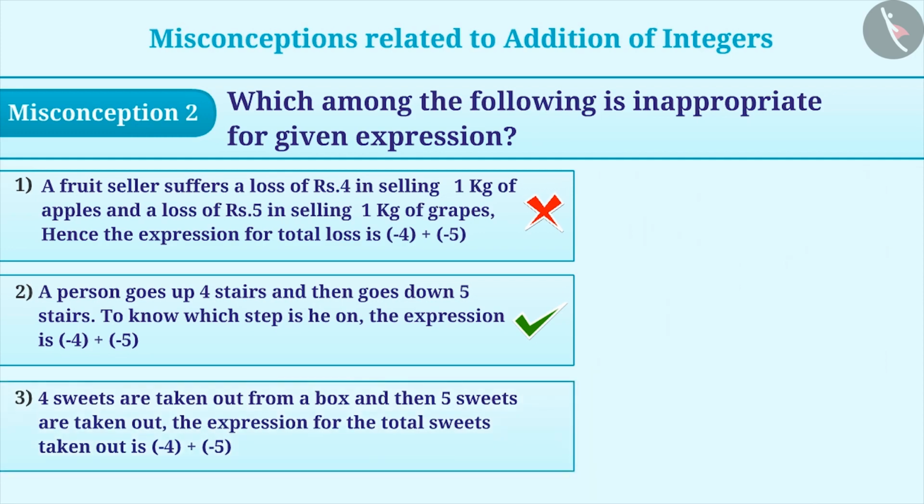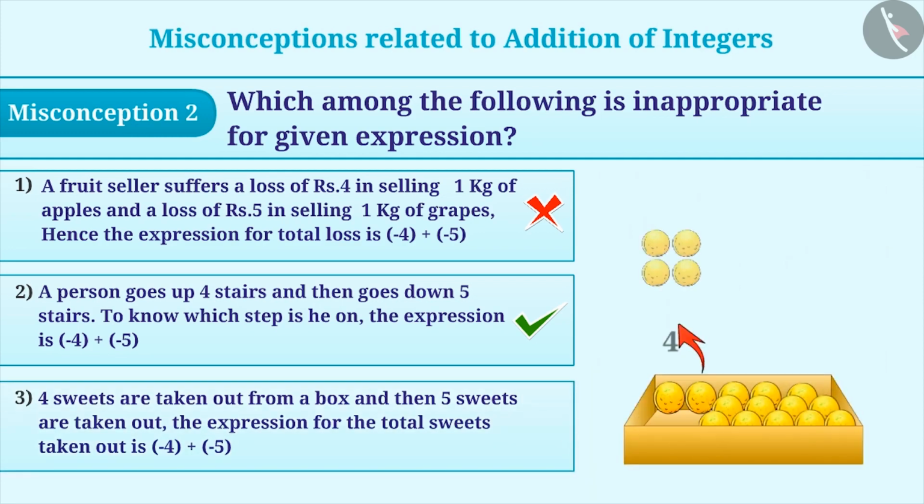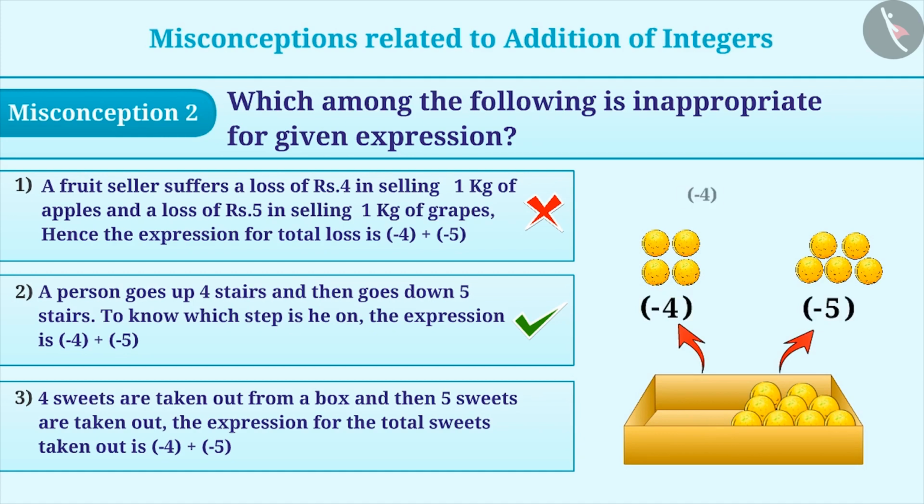The third statement shows that initially 4 sweets are taken out and then another 5 sweets are taken out from the box. Since the sweets are taken out from the box, this is represented as a negative sign. Therefore, its value can be calculated by adding minus 4 and minus 5. Thus, statement 3 is also correct for the given expression. This means it cannot be the answer to the given question.